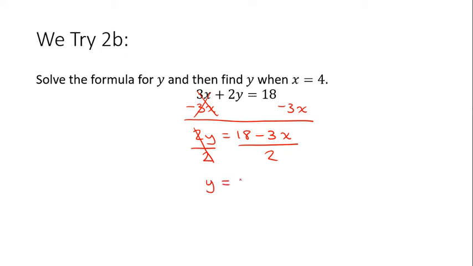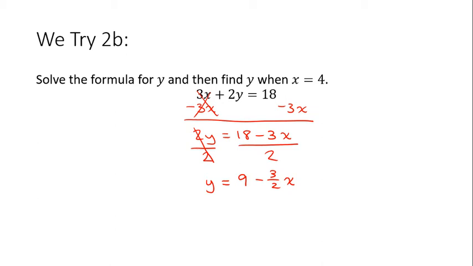So y is equal to 18 over 2, which is 9, minus 3 halves x. I'm going to leave that as an improper fraction. You'll see why in a second. So that's the first part. We've solved for y in our formula.